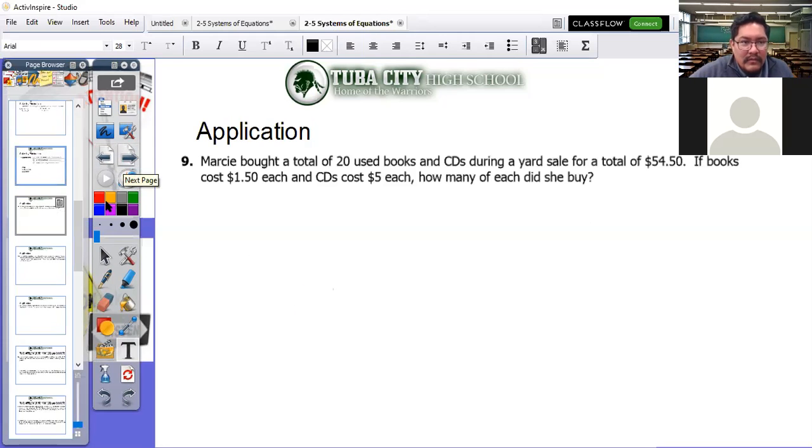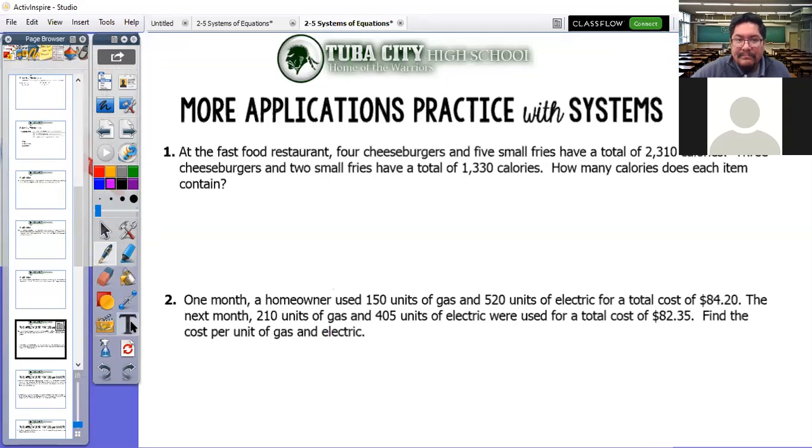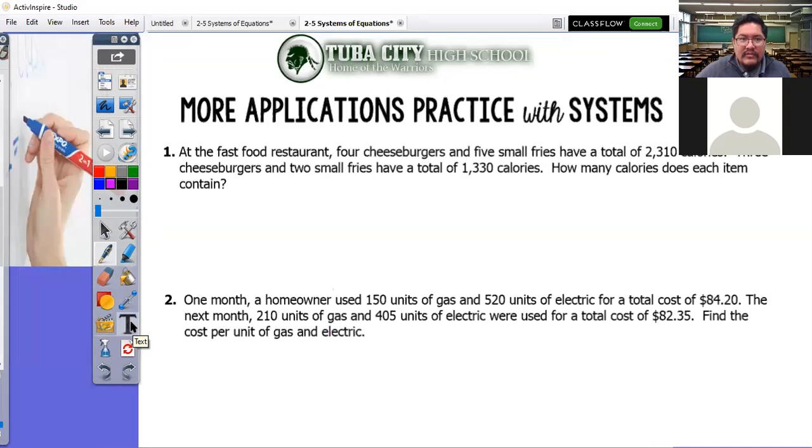All right, so actually we're going to start from here. Okay, so introduction. At the fast food restaurant, so we know we're talking about a fast food restaurant. There are 4 cheeseburgers and 5 small fries, have a total of 2,310 calories. Okay, so this is going to be one of our clue statements, one of the things that we're going to use. In fact, you could probably even make this an equation right now.